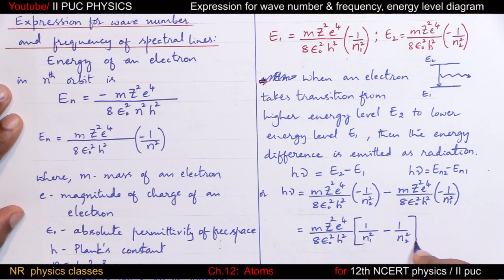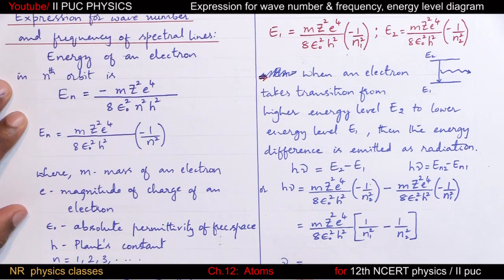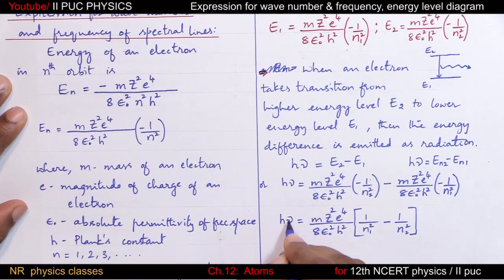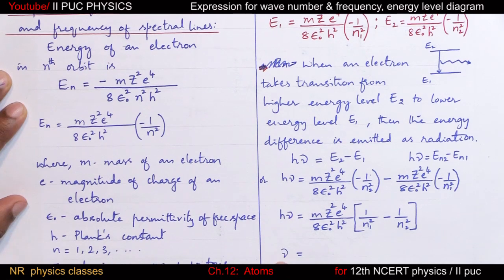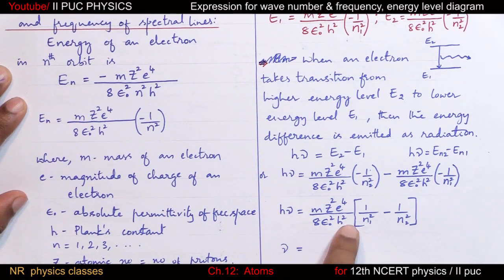Students, did you understand this step? Minus minus plus 1 by n1 square. Write this as the second term. Therefore, frequency is given by, there is h nu on the left hand side, retain frequency, send h to the other side.